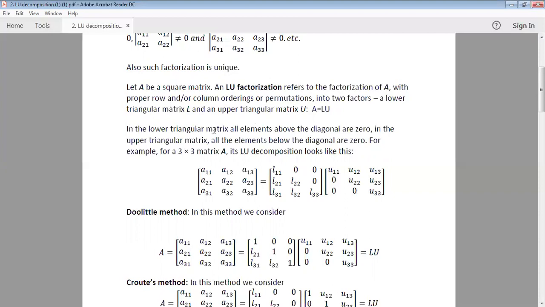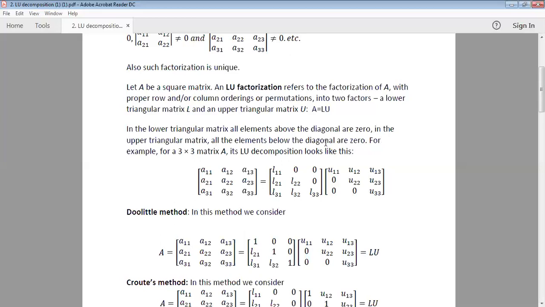In the lower triangular matrix, all elements above the diagonal are 0. In the upper triangular matrix, all the elements below the diagonal are 0. So we already know the definitions of lower triangular matrix and upper triangular matrix. Lower triangular matrix means all elements above the diagonal are 0. Upper triangular matrix, all elements below the diagonal are 0.